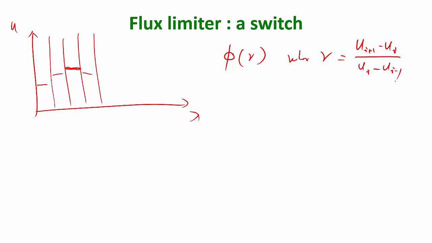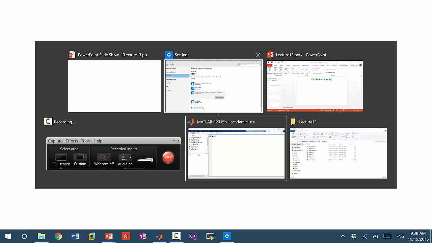If the ratio is equal to 1, we know locally it is a very smooth region. And if the ratio is negative, we know it is either a local extremum, local minimum, or local maximum. So phi controls whether we should do an extrapolation or stick with the piecewise constant approximation. During the last lecture, we started working on the MATLAB demo, the MATLAB code.